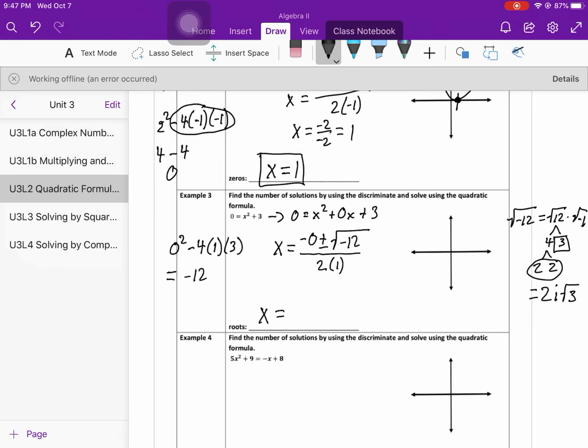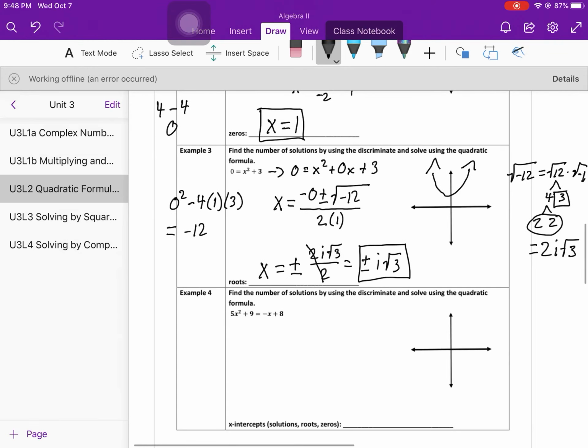So our answer ends up being x equals plus or minus 2i square root of 3 all over 2, which reduces to plus or minus i square root of 3, because our 2's would technically go away. Now, if it's imaginary like this, the parabola is actually going to be above. It's not actually going to touch our x-axis. That's why it's imaginary, because there's no solution that we can see on the x-axis.